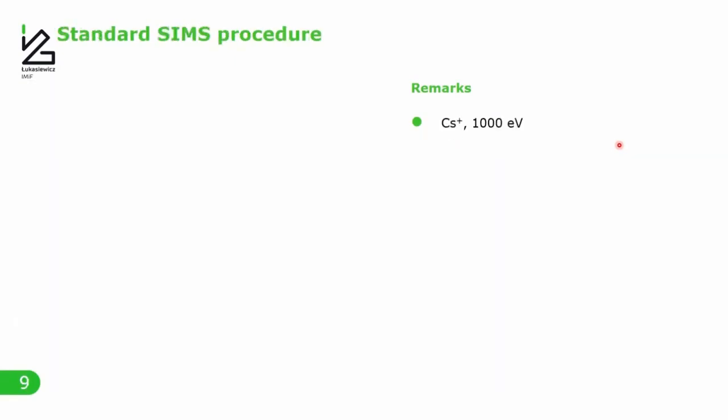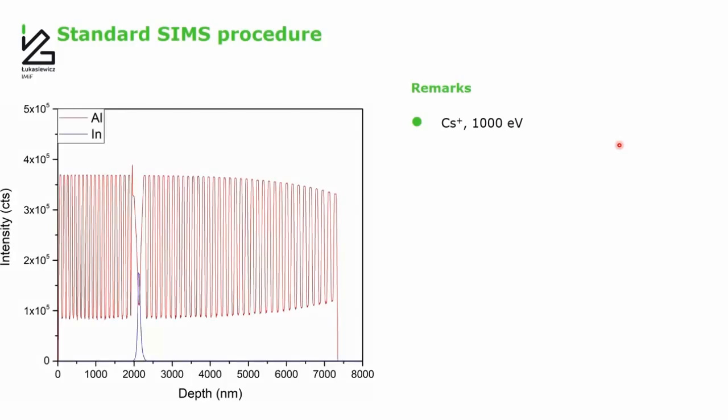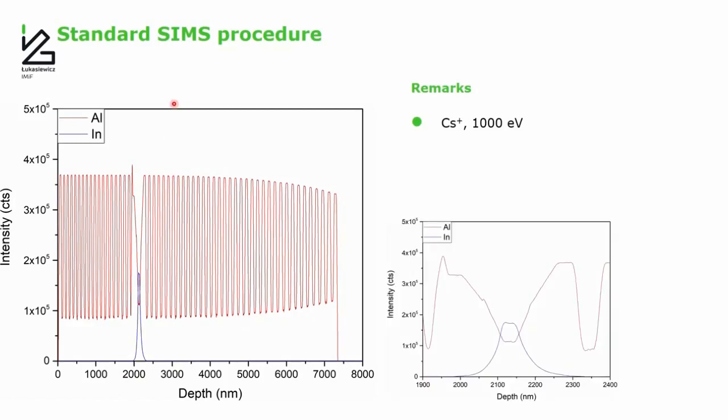Once again, I will start with a standard procedure to show you such a depth profile. So here it is. We can see the aluminum and indium signal. Indium gallium arsenide quantum wells were located here. However, when we zoom in, we can see that we can't really distinguish these 5 quantum wells.